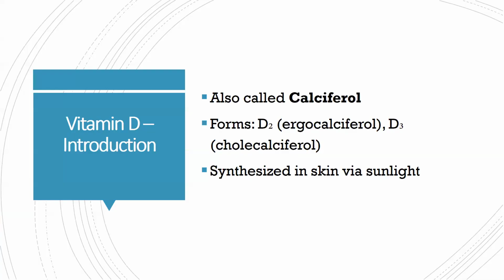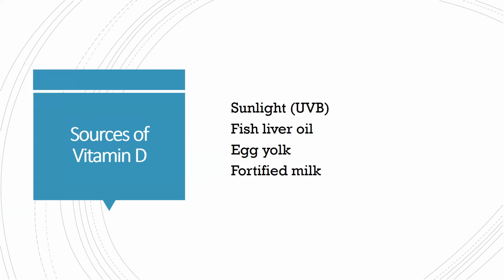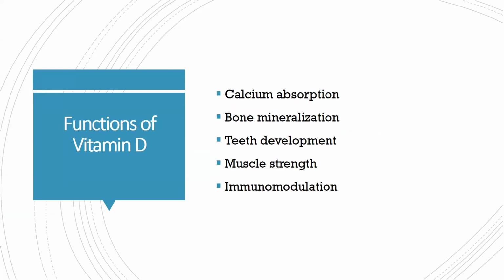Now we come to vitamin D, which is also called calciferol, and it has two forms, D2 ergocalciferol and D3 cholecalciferol. It's synthesized in skin by sunlight. So the source is mainly sunlight, and in diet we can get vitamin D from fish liver oil, egg yolk, fortified milk. Functions of vitamin D include calcium absorption, bone mineralization, teeth development, muscle strength, and immunomodulation.